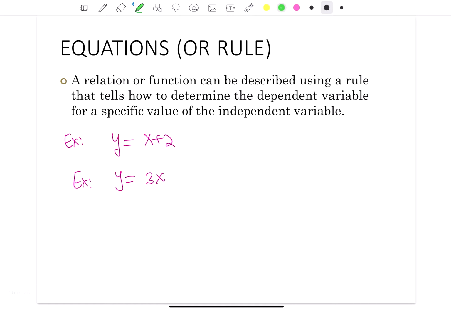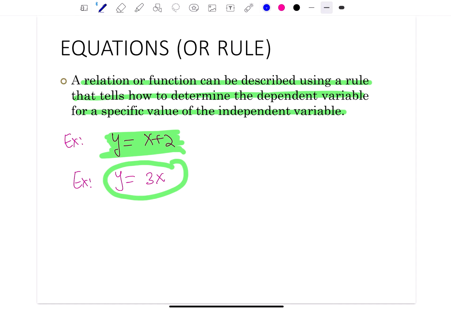Equations or rules. A relation or a function can be described using a rule that tells us how to determine the dependent variable by using a specific independent variable value. For example, y is equal to x plus 2. I can input any value for the x here and I would be able to get an output value for the y. So it's a special rule which is called an equation. Another example can be y is equal to 3x. Another example can be y is equal to negative 1/2 x minus 5 plus 11, something like that. So each input value we put in here, we will get a different output value.